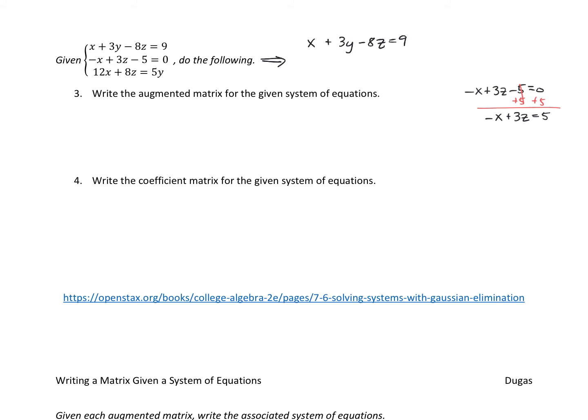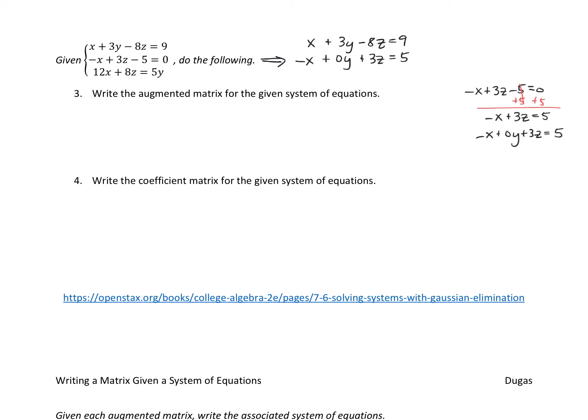Now I don't have a y term, and if it helps you, you can put a 0y. So if you wanted, you could write it as negative x plus 0y plus 3z is equal to 5. That way you remember that that 0 is a placeholder for the y. So negative x plus 0y plus 3z is equal to 5.